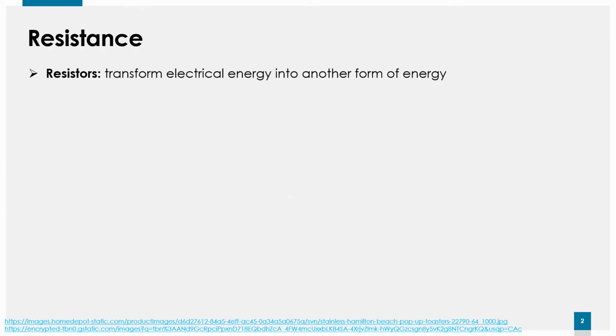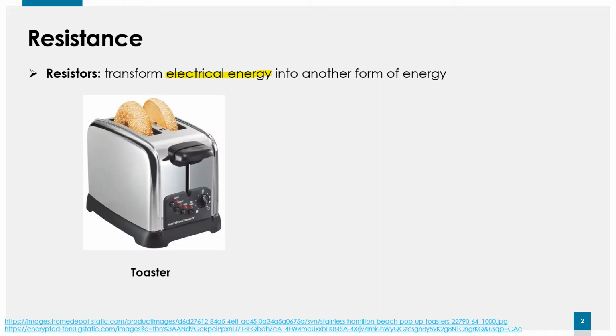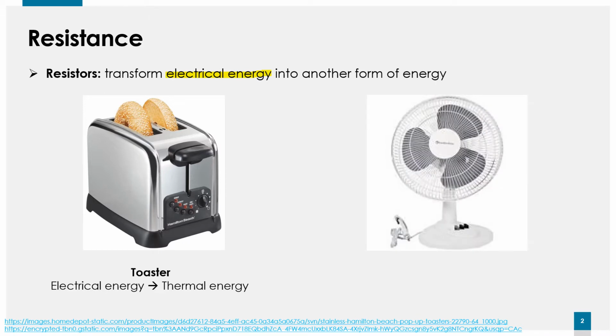So what is the resistance? Resistance comes from the word resistors, that are equipment that transform electrical energy into another form of energy. For example, a toaster. A toaster transforms electrical energy to thermal energy, so to heat the bread. And another example, a fan. A fan transforms electrical energy into mechanical energy. So the movement of the fan is mechanical energy. So resistors are this equipment that transform electrical energy into another form of energy.